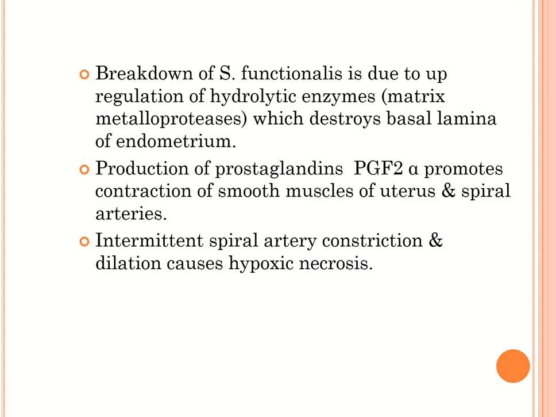Other than that, at the endometrium level, the main thing is that there are hydrolytic enzymes that will destroy the basal lamina of the endometrium. And also there is production of prostaglandin PGF2 alpha that will promote the contraction of the smooth muscles of the uterus and further the spiral arteries as well, which will lead to vasoconstriction and ischemia. So there is increased production of prostaglandin PGF2 alpha.